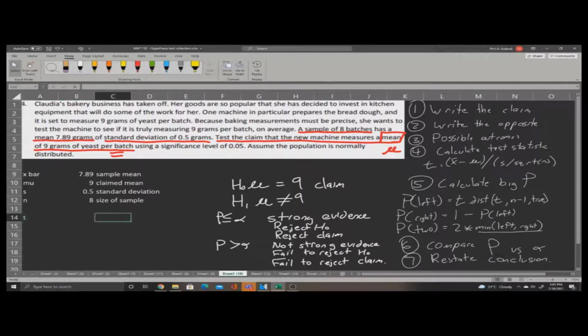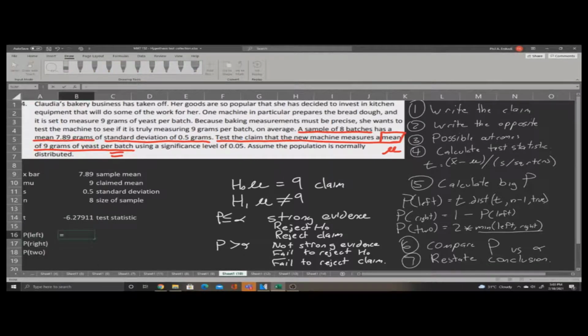Based on that, we can calculate our test statistic. We'll say equals, parentheses, x bar, subtract mu, divide by, another parentheses, s, divide square root of n. Close the parentheses twice, and press enter, and this gives us our test statistic. Now that we have the test statistic, we calculate big P. We'll make places for that as well.